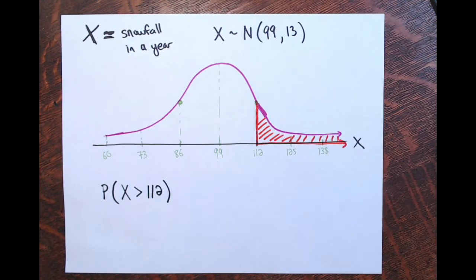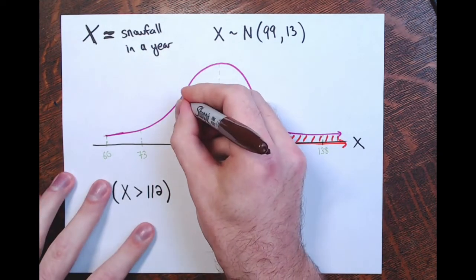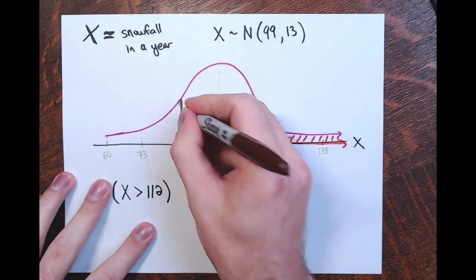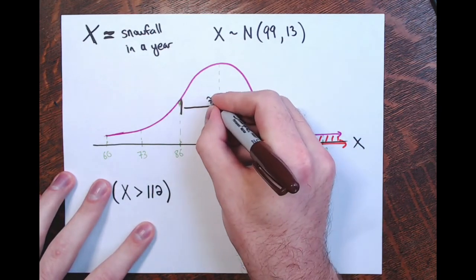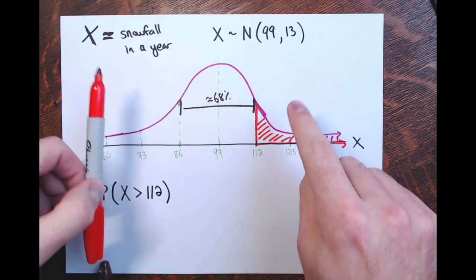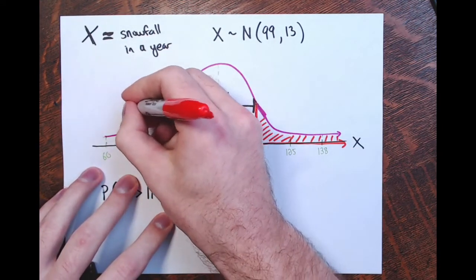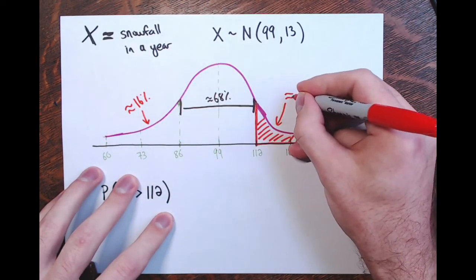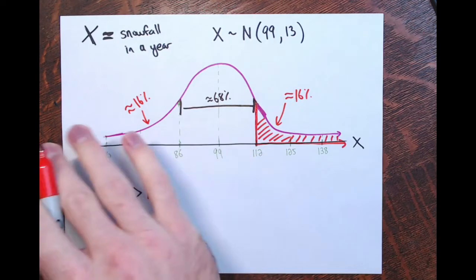Now we did something like this already, right? This is just 1 standard deviation above. Now remember, with the empirical rule, between one standard deviation above and 1 standard deviation below is approximately 68%. So then the area outside that is about 32%, meaning that there's approximately 16% over here and approximately 16% over here to make a total of 100.